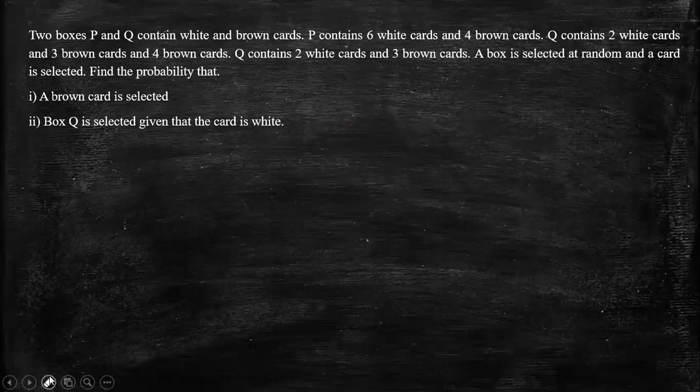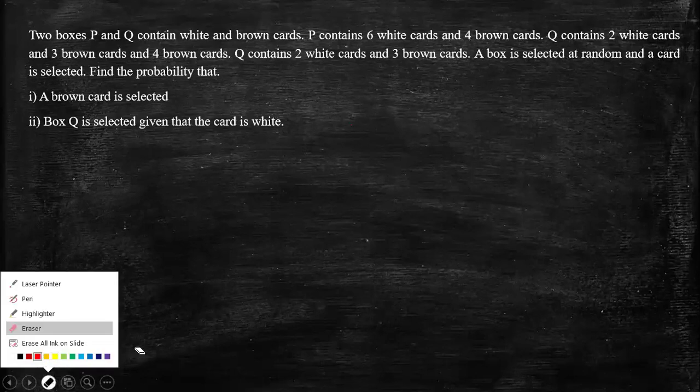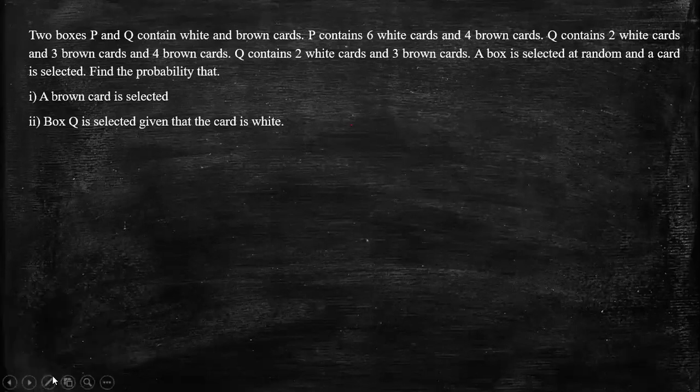So Q, I think the statement was repeated. Q contains 2 white cards and 3 brown cards. Let me just first edit it a bit before we proceed.